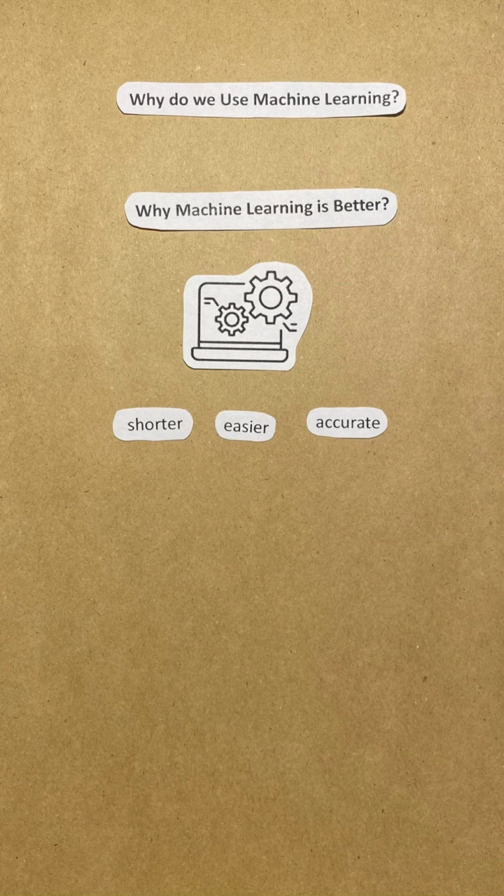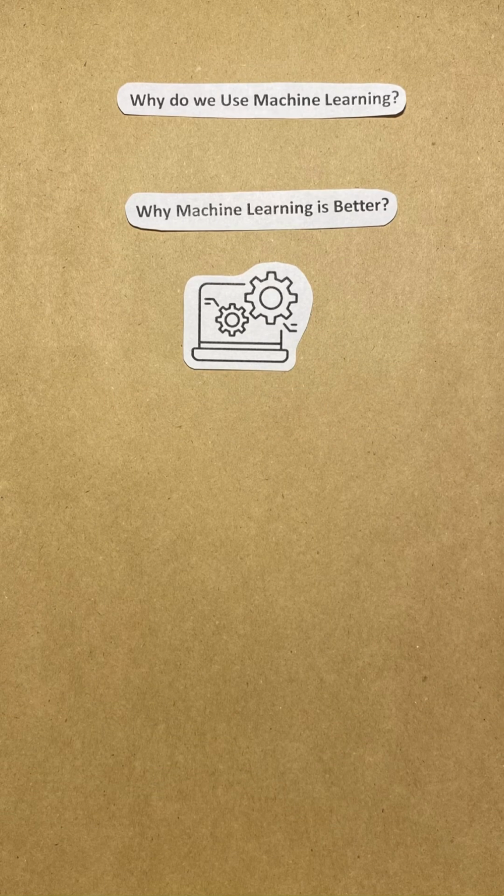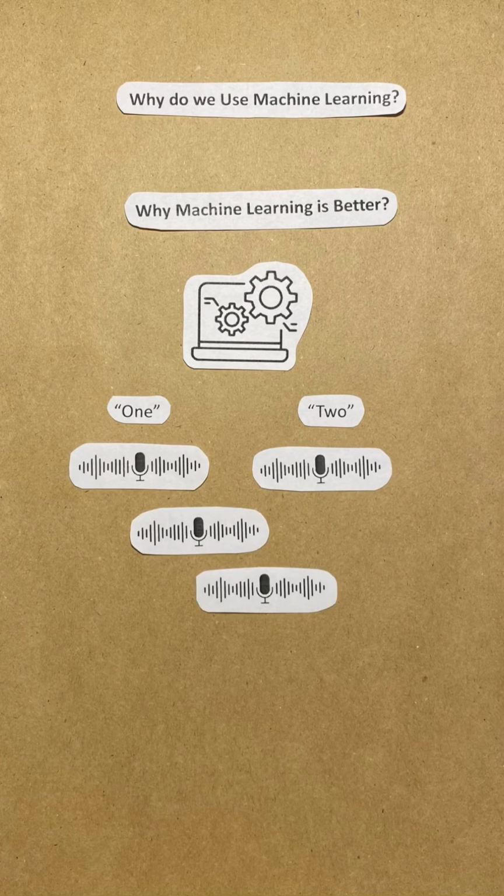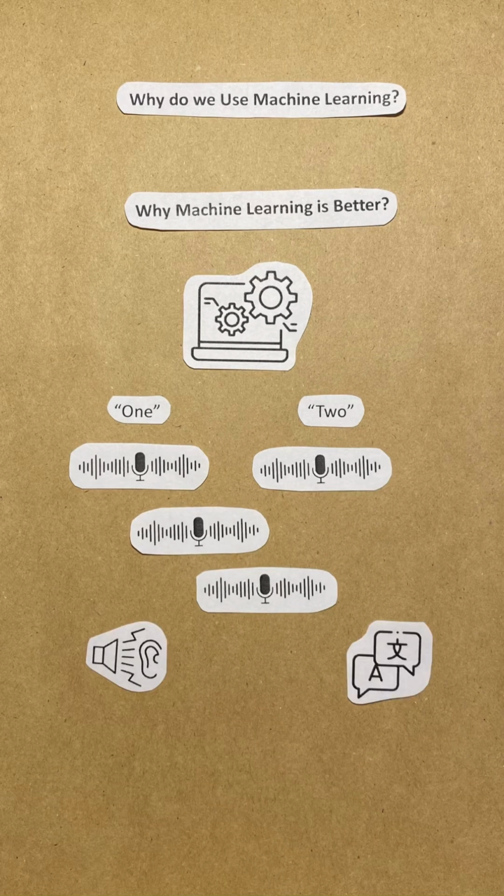Also, machine learning is not just good for spam filters. It's great for very complex problems where traditional programming doesn't work well. Imagine you want a program to understand spoken words like "one" and "two." Writing rules for every sound and voice would be impossible. Instead, a machine learning program can learn from many recordings and recognize words, even in noisy places or different languages.